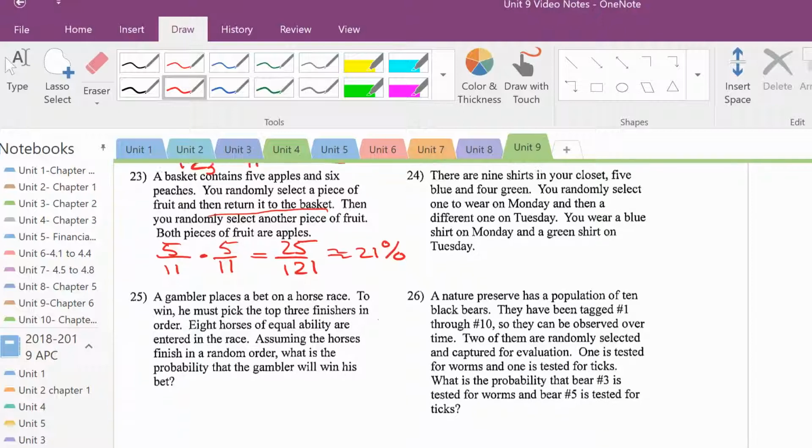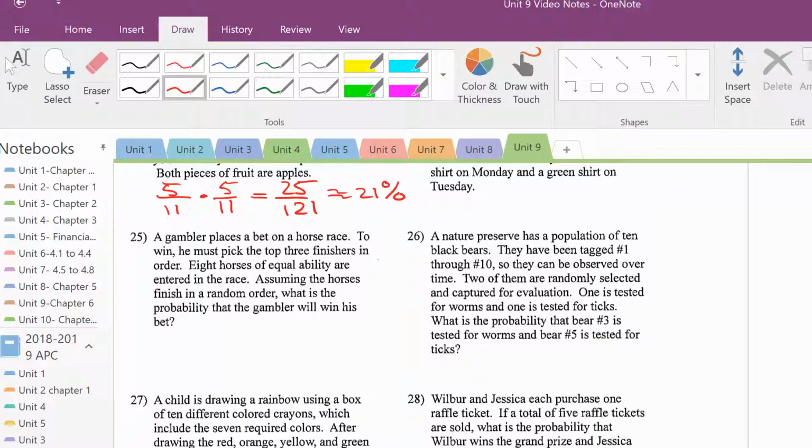The next one down here, a gambler places a bet on a horse race. To win, he must pick the top 3 finishers in the order. 8 horses of equal ability are entered in the race. Assuming the horses finish in a random order, what is the probability that the gambler will win his bet? Well, there's only one way to win, and that's if the horses finish first, second, and third. So now you've got to figure out how many different possibilities there are.